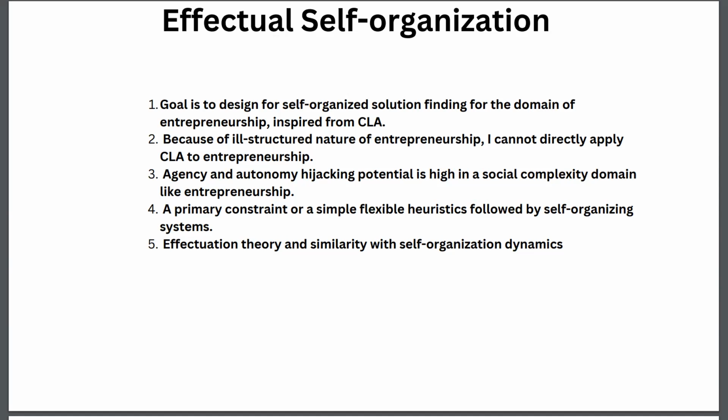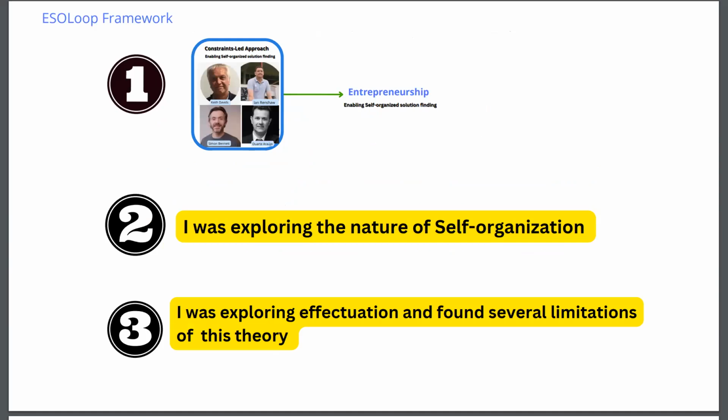The fifth key dimension I want to discuss is effectuation theory and the similarity with self-organization dynamics. Now, I was exploring 3 things simultaneously because I was very much interested in learning science, education, etc. I got exposed to the constraints-led approach. And I was very much impressed by this approach because it is based on fundamental science. It is based on natural science. It is taking fundamental natural science and applying that to the domain of sports. So I was thinking about the possibility of taking this idea and applying this to the domain of entrepreneurship. That was one of my key curiosities.